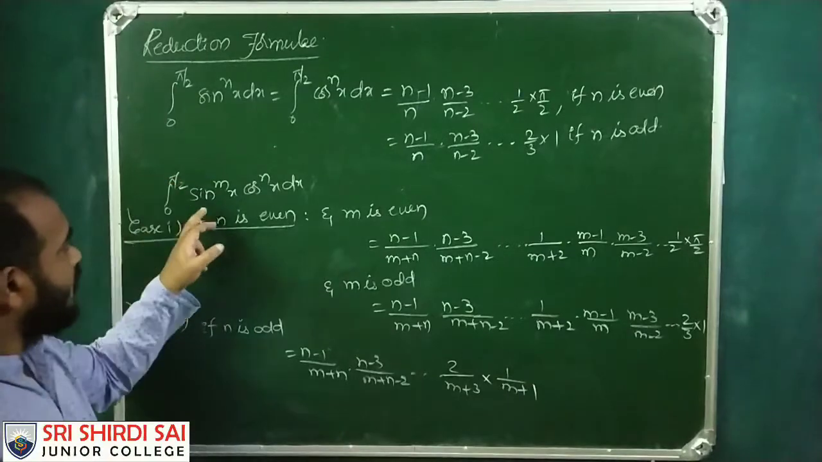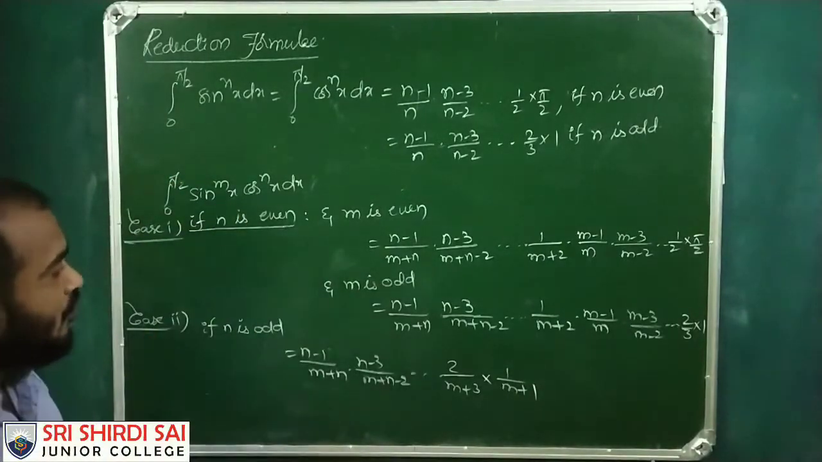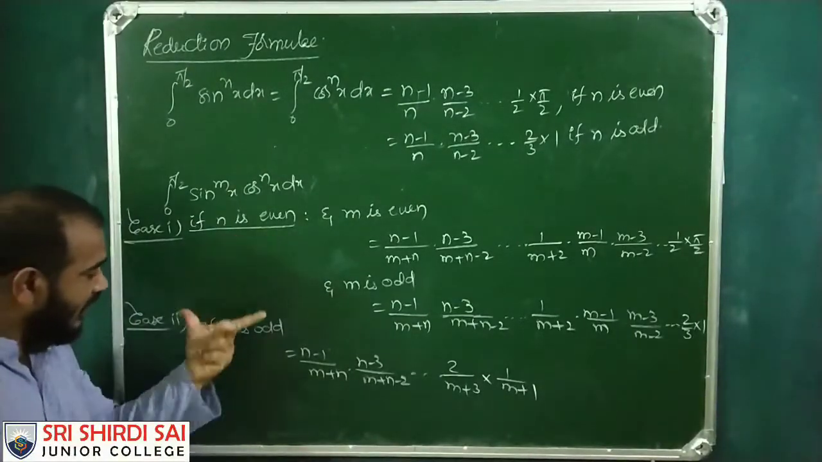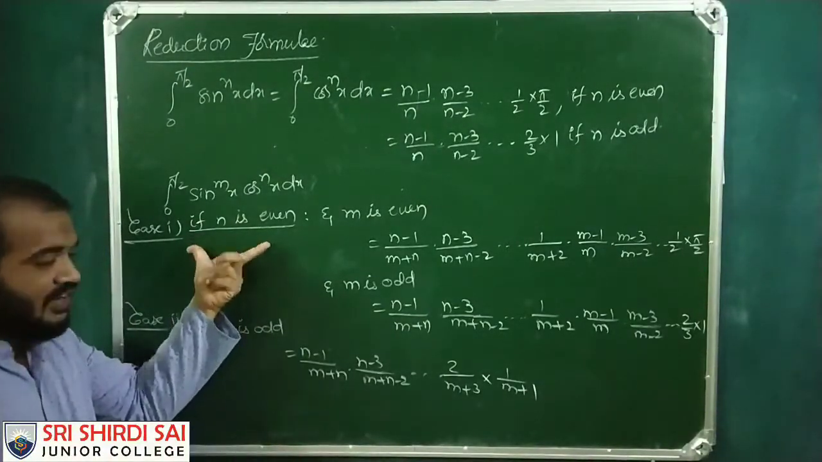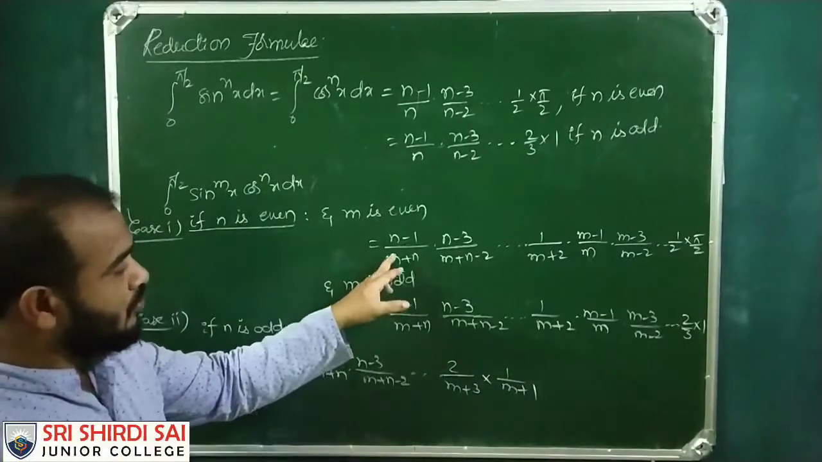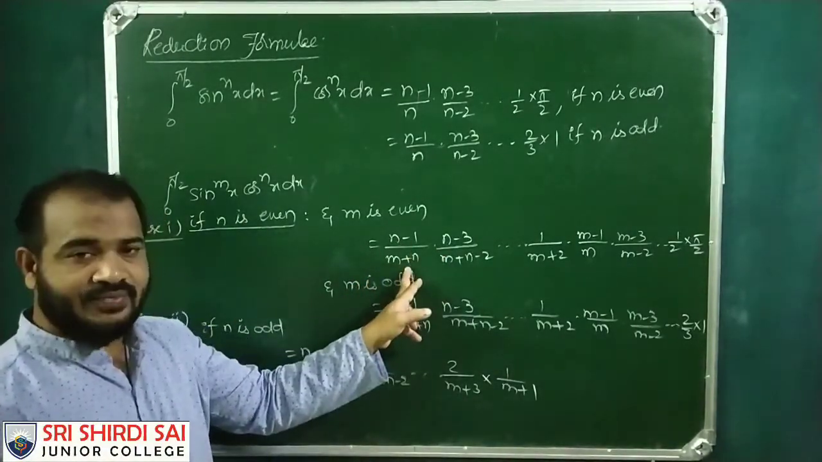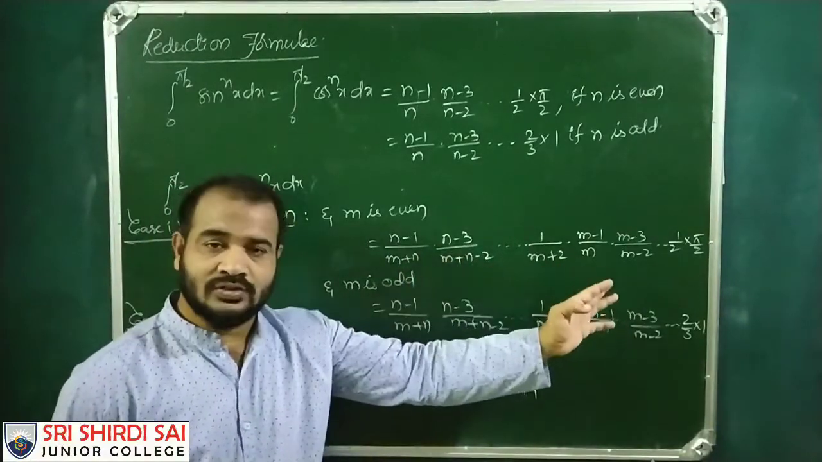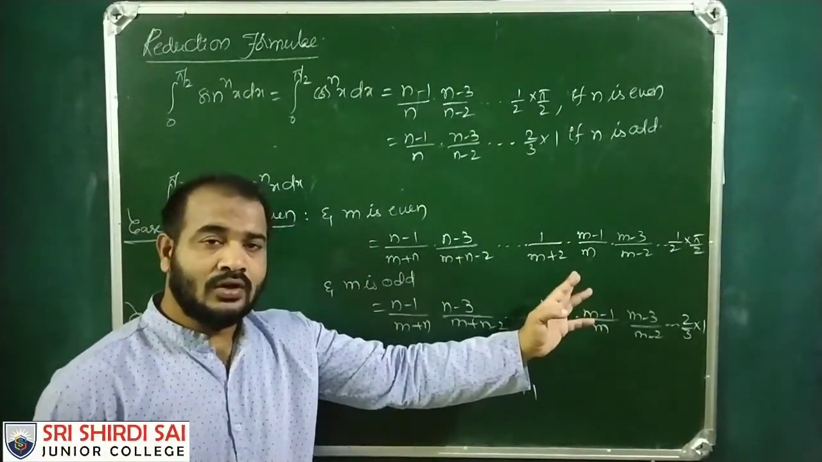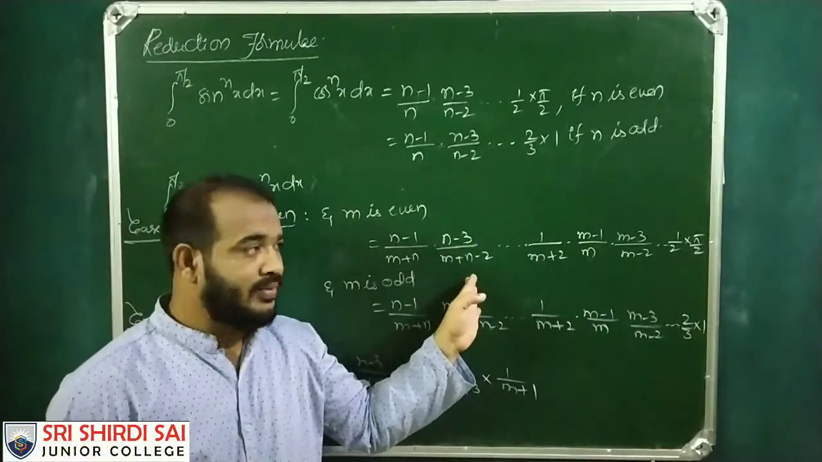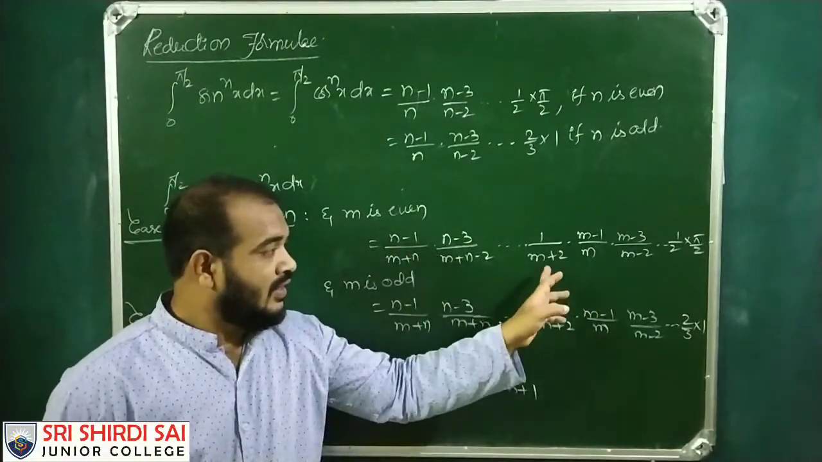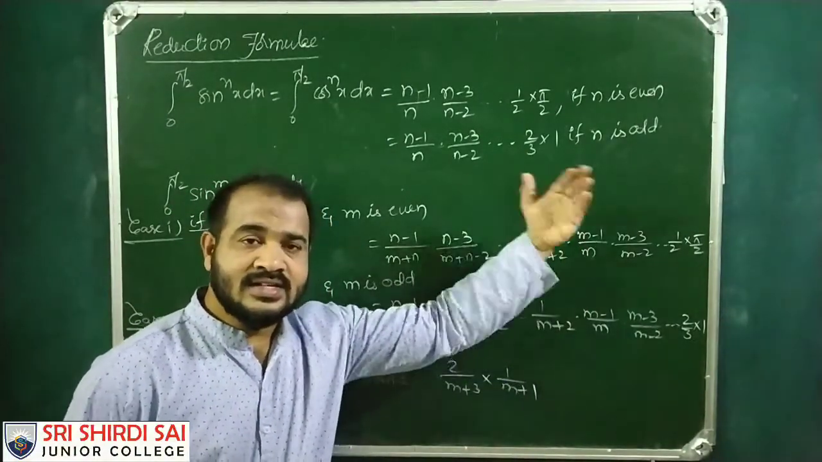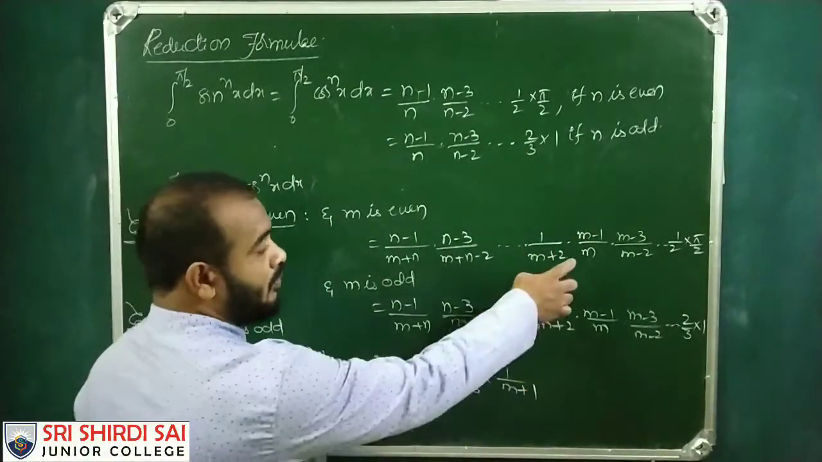Integral 0 to pi by 2 sin power m x into cos power n x dx. So here, mainly two cases will arise. n is even, n is odd, that's it. The first term to be remembered is n minus 1 by m plus n. And from the next term onwards, the successive terms will be reduced by 2 on both the numerator as well as denominator. And if we get 1 by m plus 2, the process is to be terminated, and in the second stage, m minus 1 by m is to be remembered.